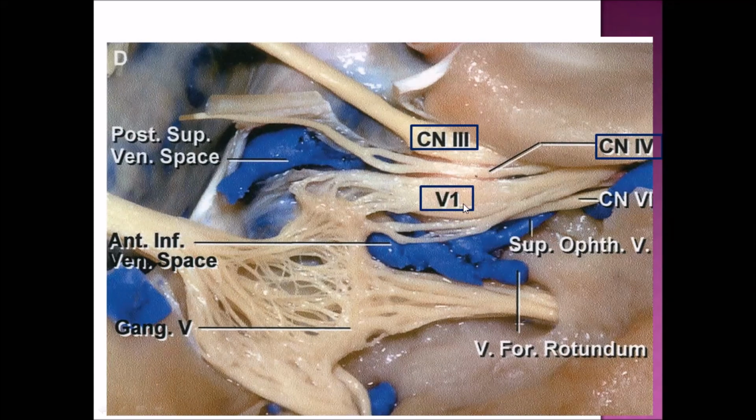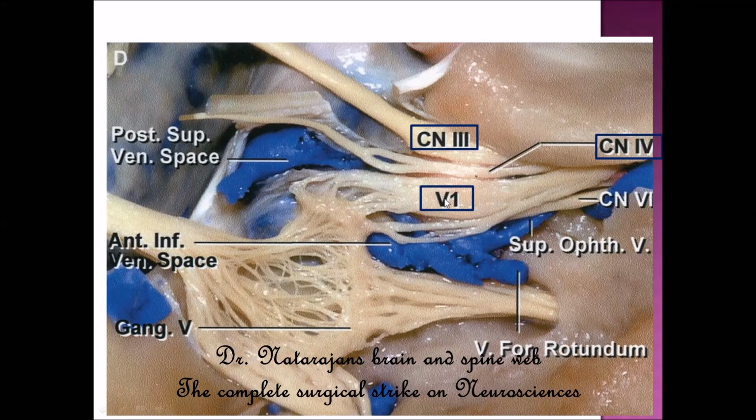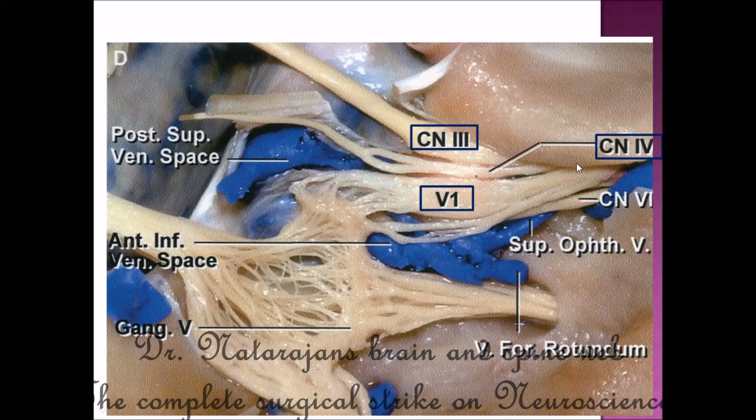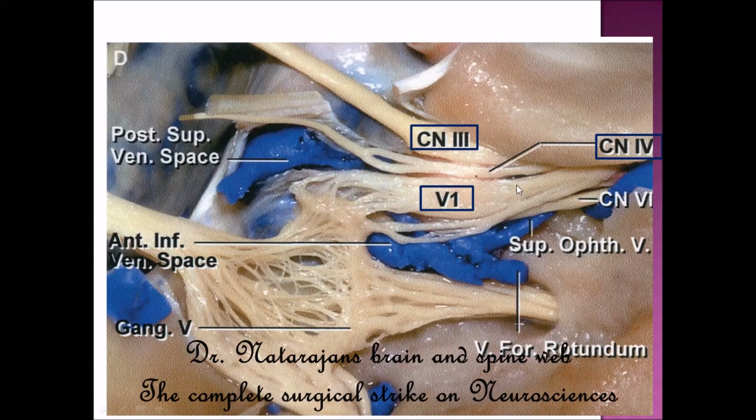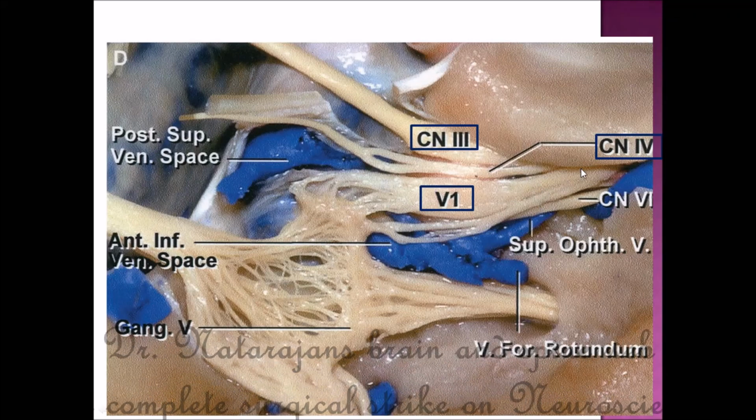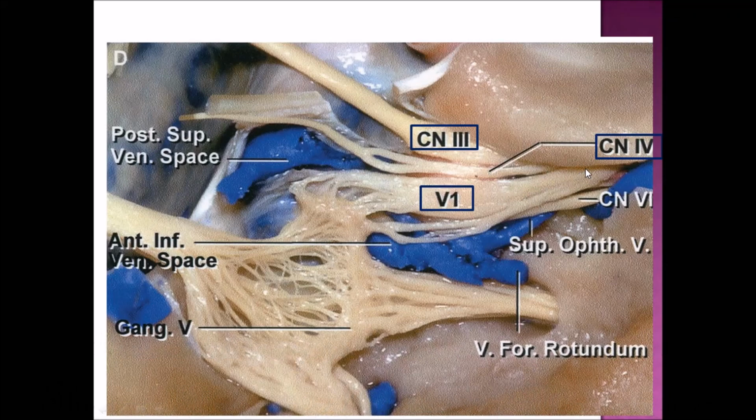So what you need to see here is how the third nerve, the fourth nerve and the V1 converge to enter the superior orbital fissure. So this is the superior orbital fissure. The third nerve, the fourth nerve and the ophthalmic division converge to enter the superior orbital fissure.